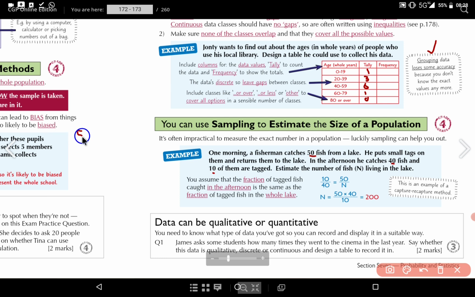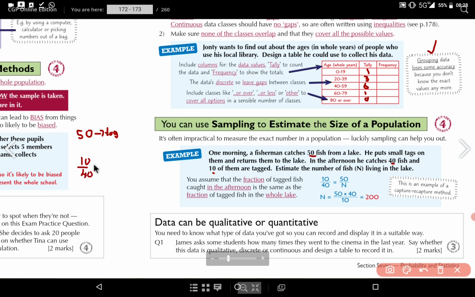At first he caught 50, and these 50, all of them were what? Tagged. So these were tagged. He puts them back, okay, and he catches 40, and out of the 40, 10. So we can just say that 10 out of 40 were tagged.